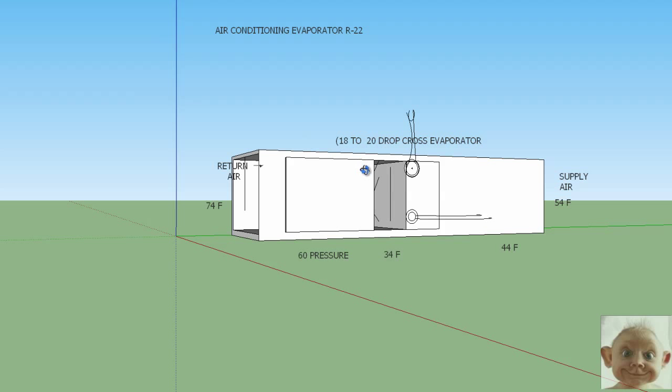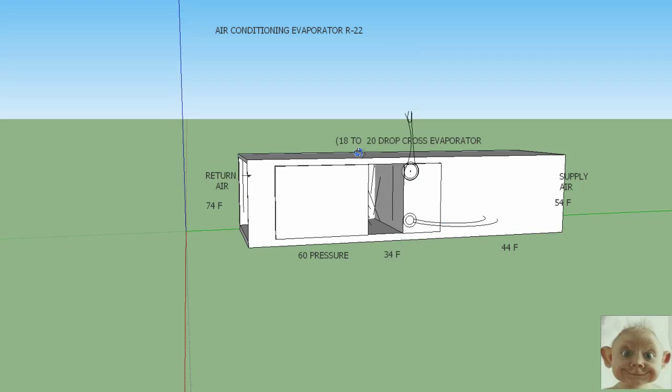We're looking for an 18 to 20 degree drop. So let's say 74 entering an evaporator, coming out of the evaporator, it should be 54. Okay, so in this scenario over here, we're looking at a 20 degree temperature drop across the evaporator.